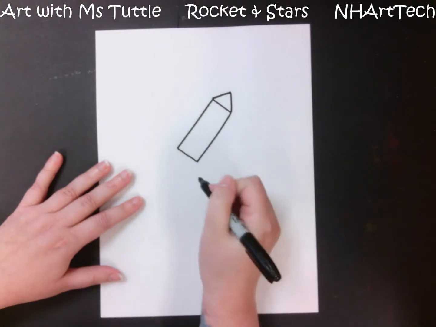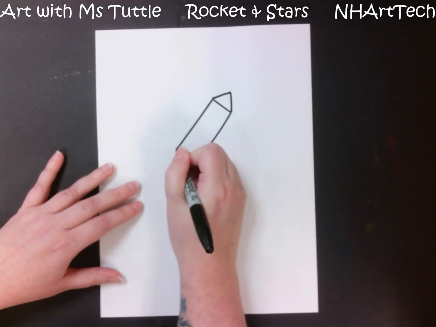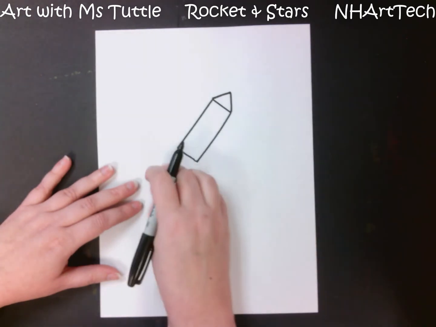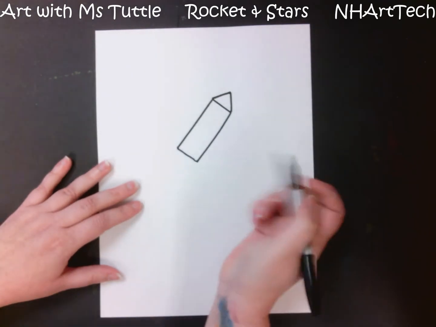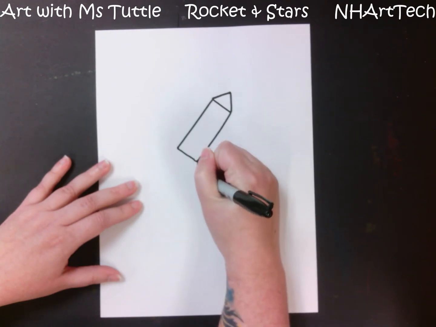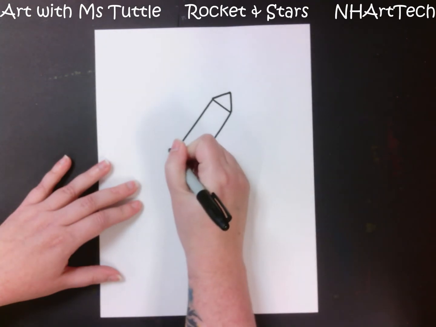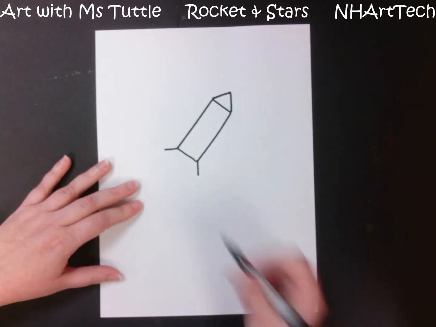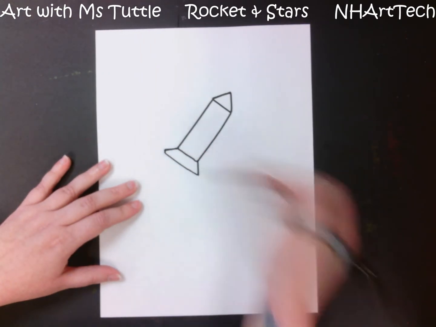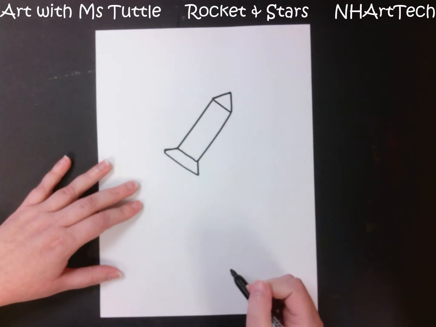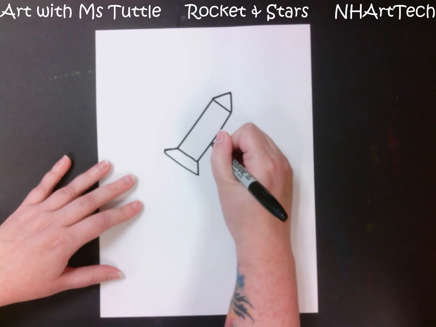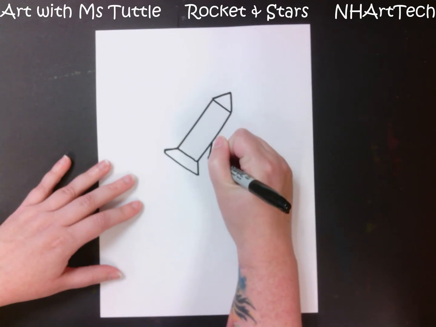Then we are going to create the blaster where the rocket has its engine so that it helps it blast off. So what we are going to do is we are going to come out and slant out. And then we are going to connect it across. We can also add a couple of triangles off of the side.